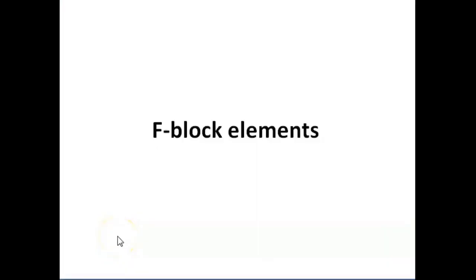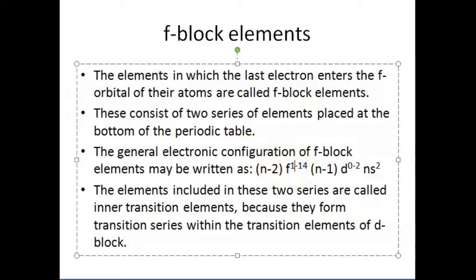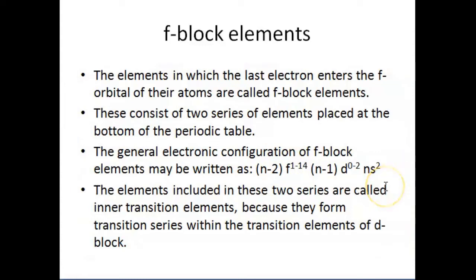F block elements. The F block elements, that is, the elements in which the last electron will enter the F orbital of their atom, we call it as F block elements. And they are going to consist of two series of elements which is placed at the bottom of the periodic table. The basic general electronic configuration of the F block elements can be written as (n-2)f 1 to 14, (n-1)d 0 to 2, ns2.